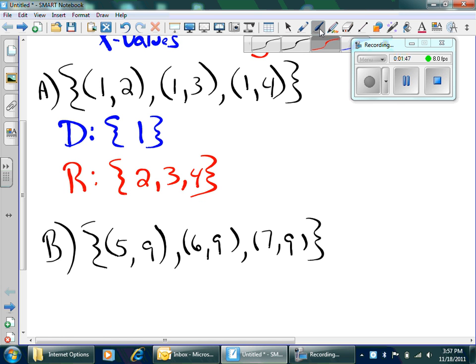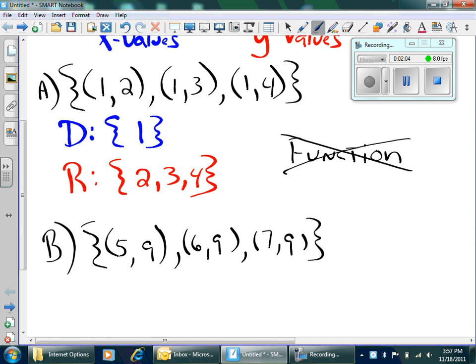Now the question, is this a function? I'm going to write the word function over here. That doesn't mean it's a function. But what I notice is that the x value 1 is going different places. That means it is not a function. It is not a function because for each x is going to more than one y. Each x value can only go to one specific place. The fact that 1 is going to 2, 1 is going to 3, and 1 is also going with 4 means it is not a function.